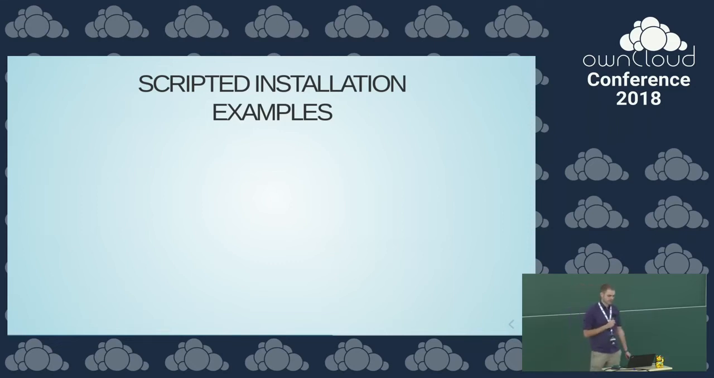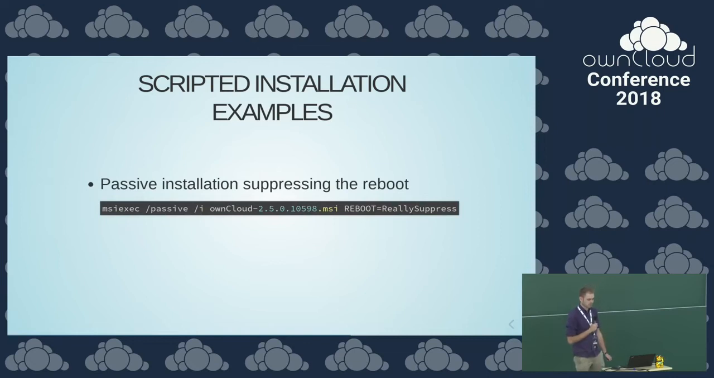Probably most interesting for admins in the room might be now how you can actually install the MSI. The standard tool, at least for local installation, is MSI exec. You can just invoke it with msiexec /i and then the file name of the MSI package, and it will just launch the installer that you just saw.